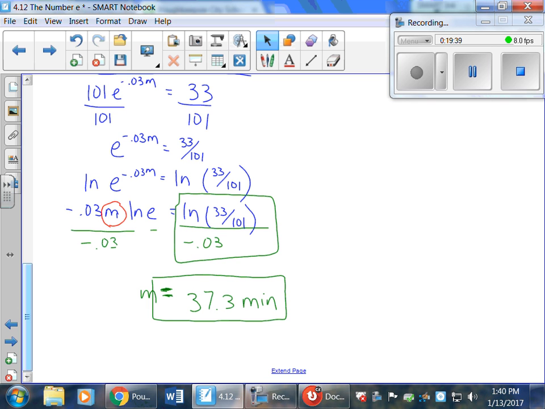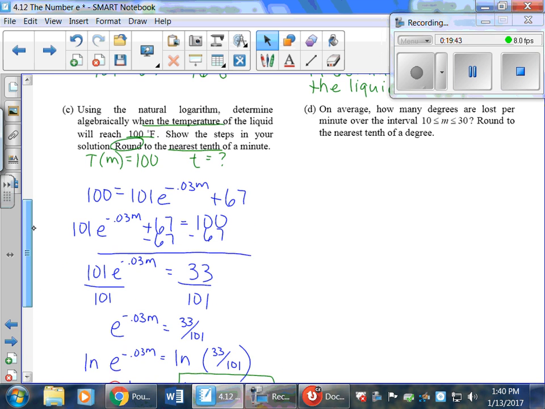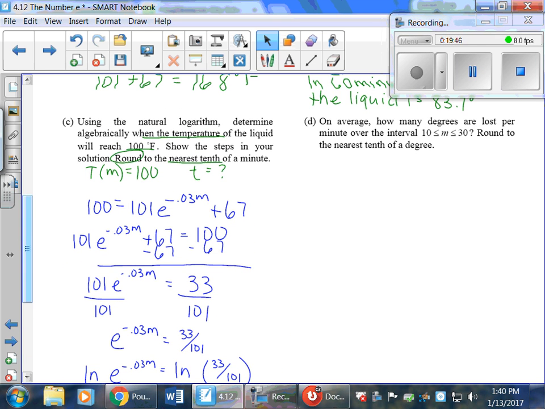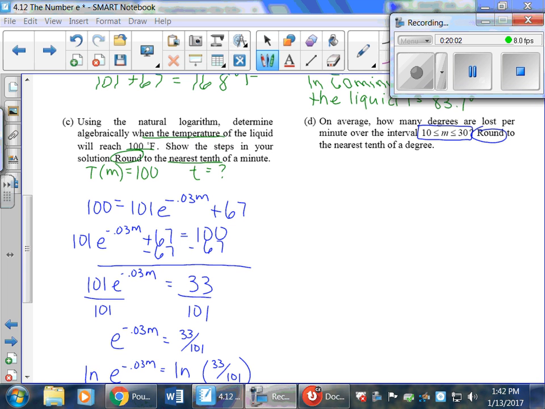Okay, moving back up to B. On average, how many degrees are lost per minute over the interval between 10 and 30? Ooh, this is a great question. Round to the nearest tenth of a degree. So what we're talking about here is the rate of change. So we're going to work on this the same way we worked on rate of change problems before.